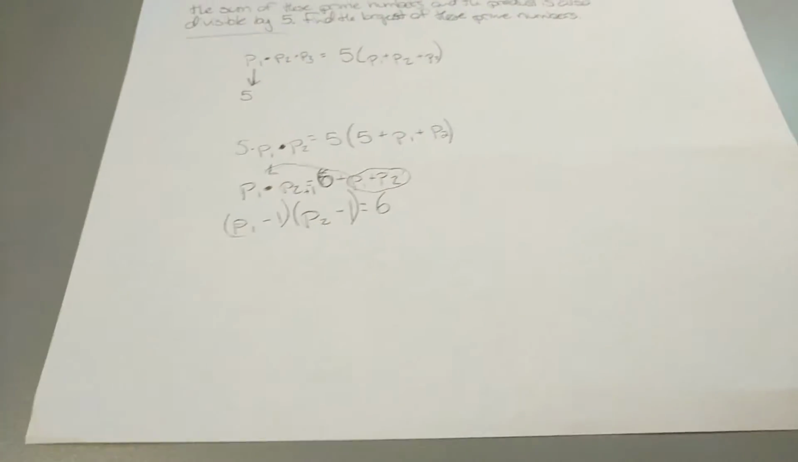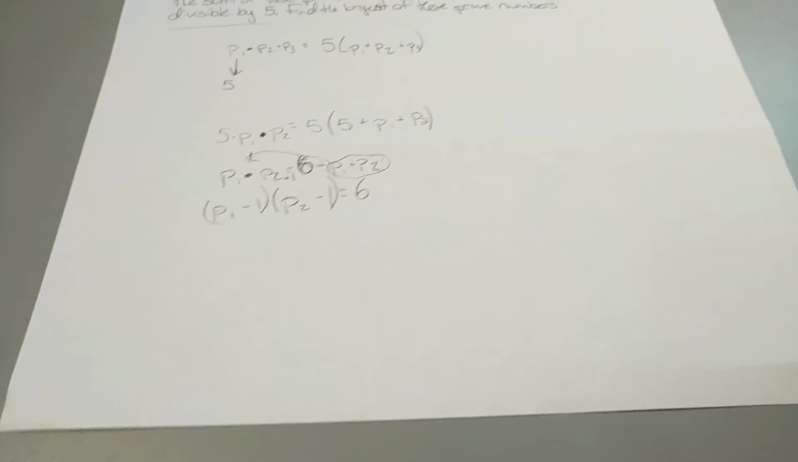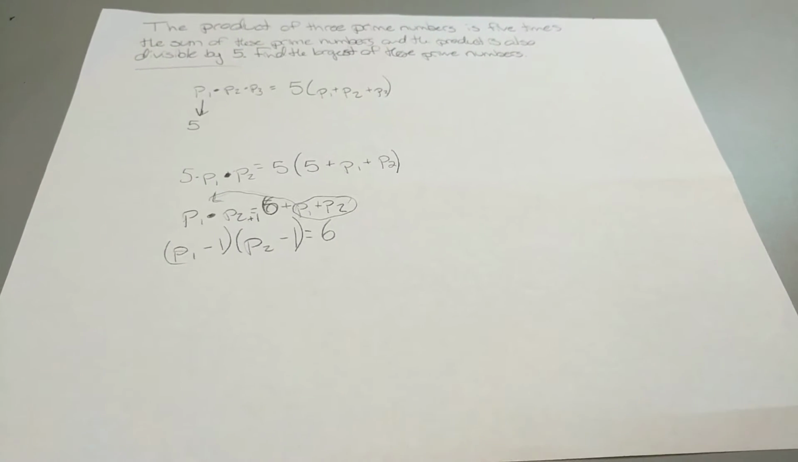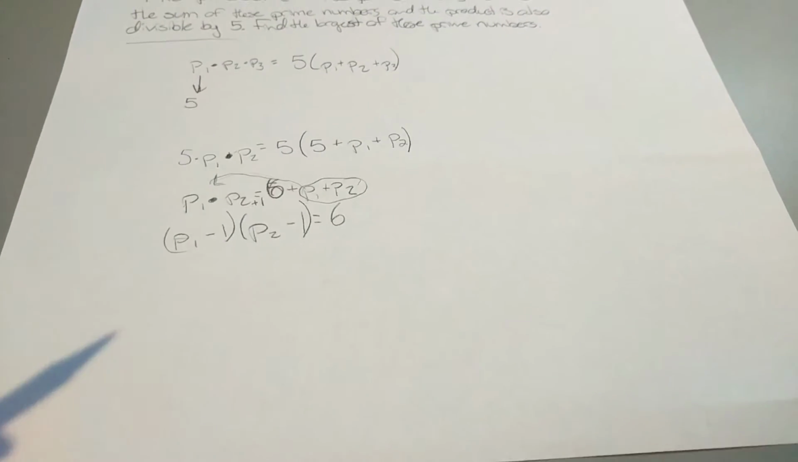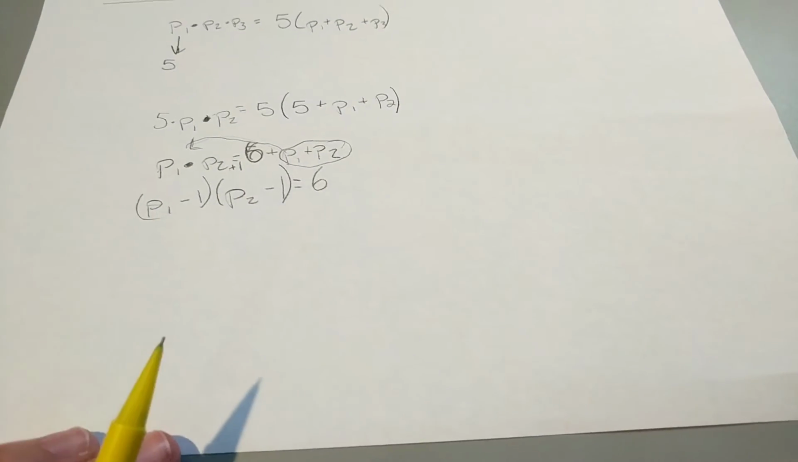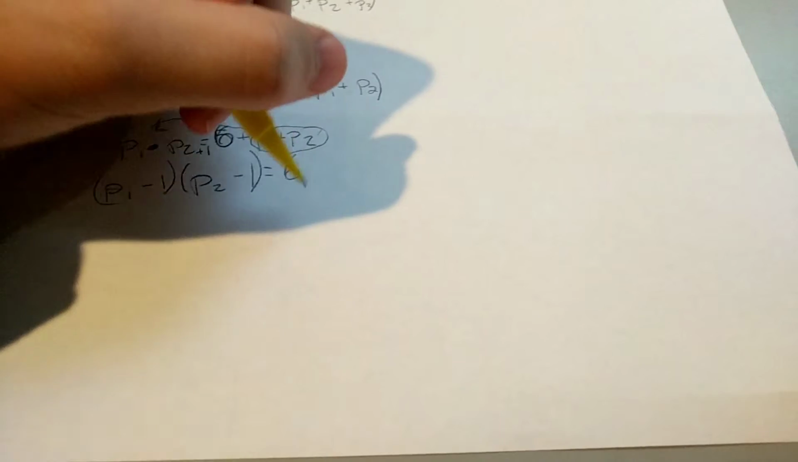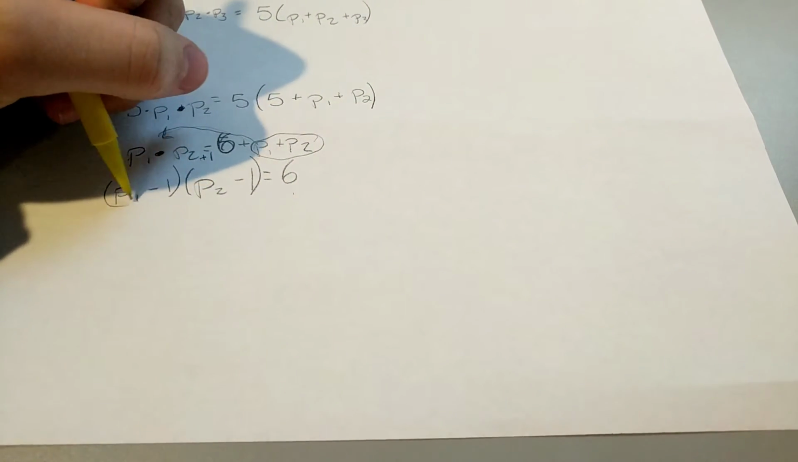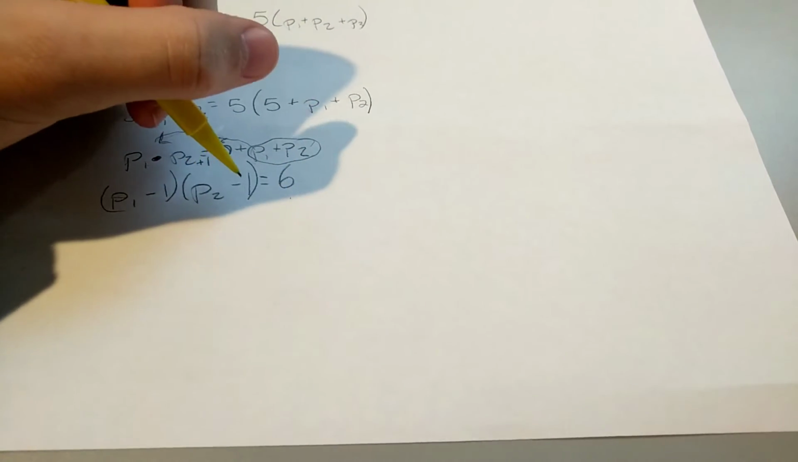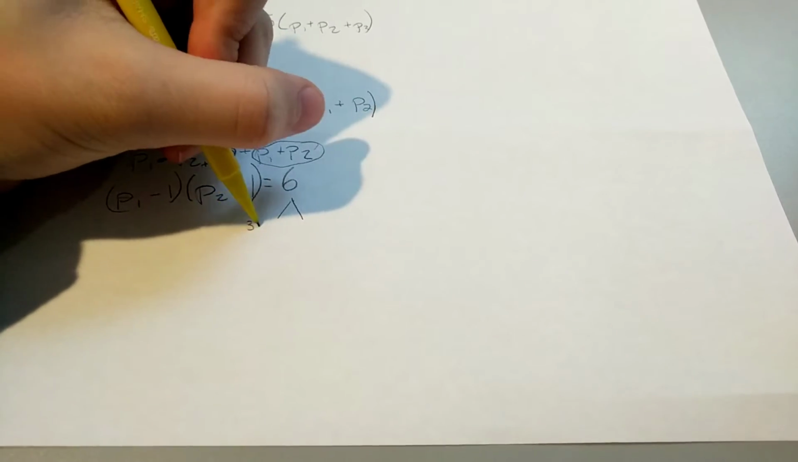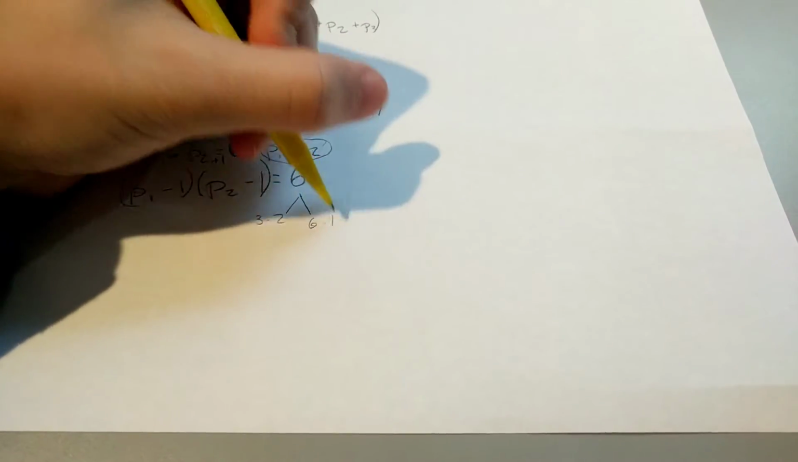This way we can get something that, if the p's were the same, it would resemble p minus 1 squared. So just a little bit of difference between the two, and we have this equation, okay? So now we need to find what P1 minus 1 is and what P2 minus 1 is. So 6 can be split up into 3 times 2 or 6 times 1.